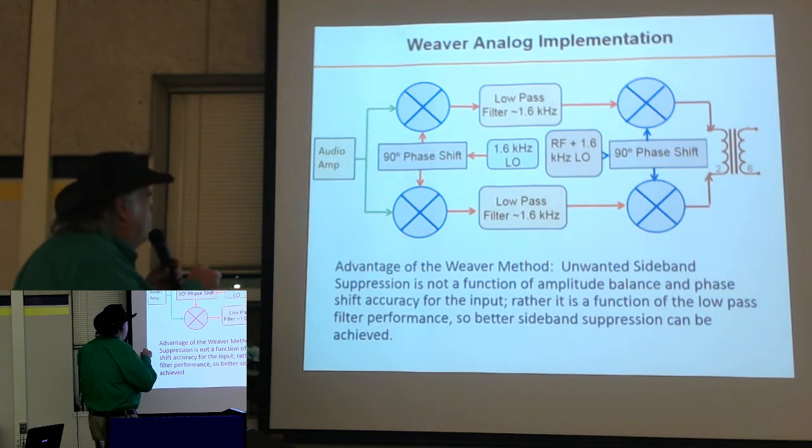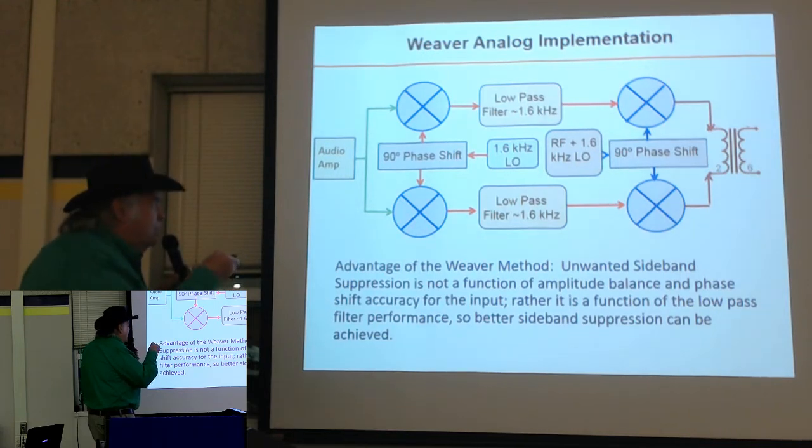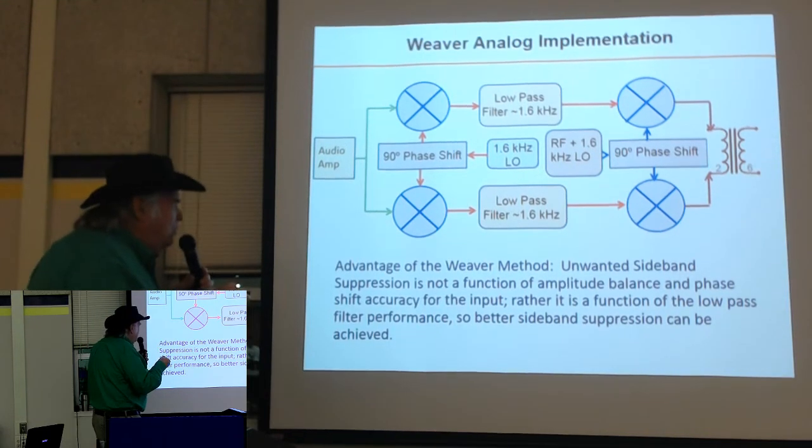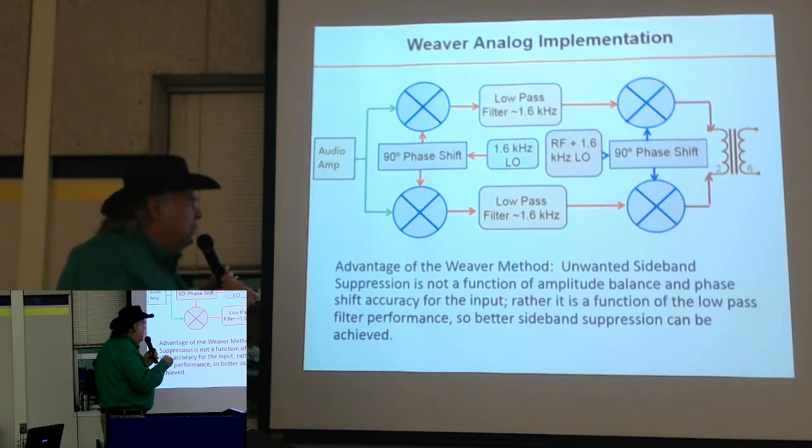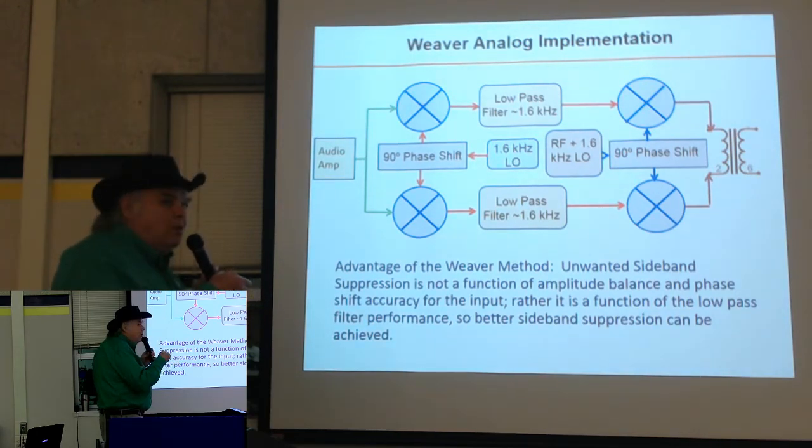We take our audio and feed it in phase to the two mixers, no phase shift network here. We do feed our 1.6 kilohertz LO at 90 degrees out of phase into the two mixers. I then low pass filter these at 1.6 kilohertz to get rid of everything above the LO frequency. So I'm getting rid of, if you will, my upper sideband. I only have the lower sideband left.